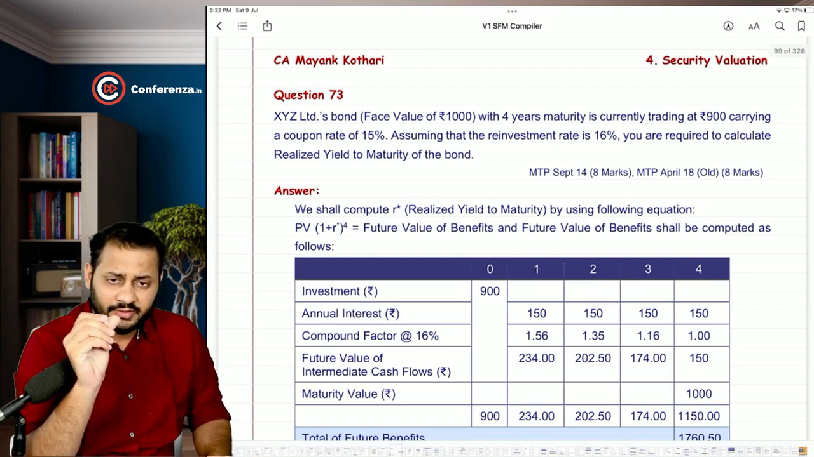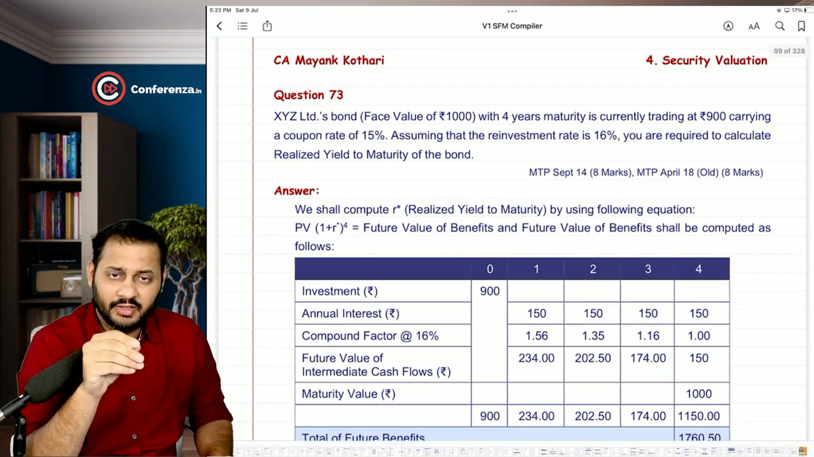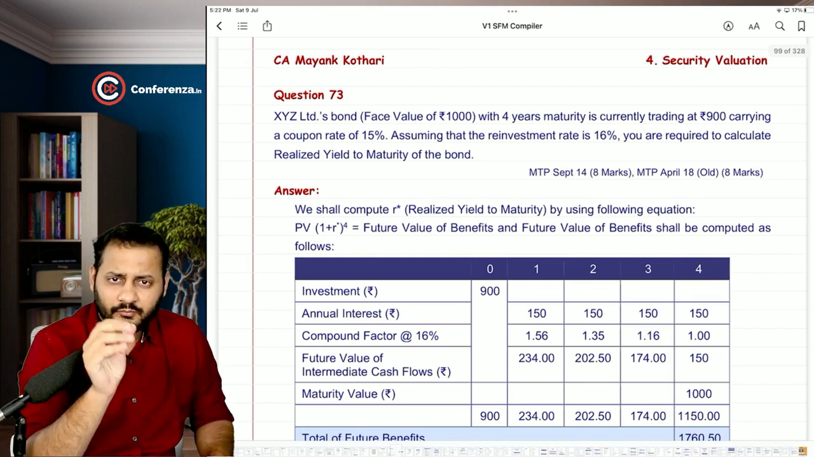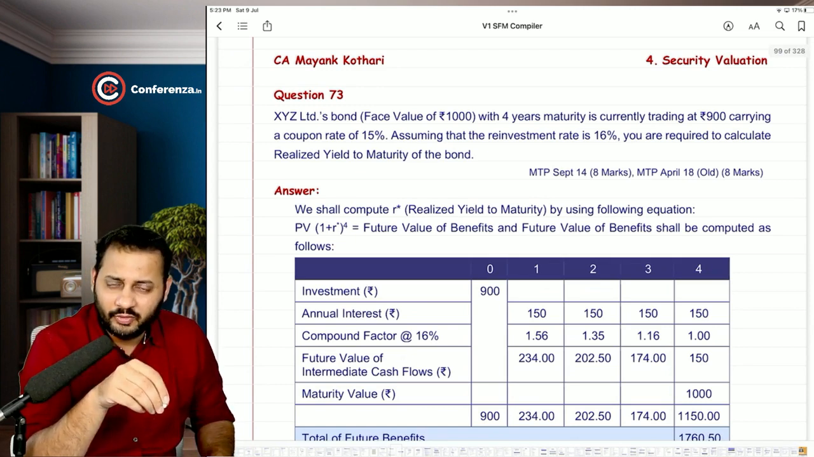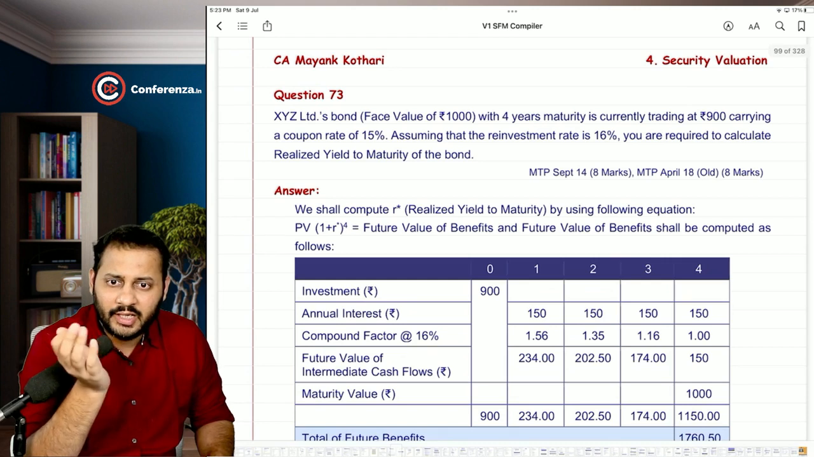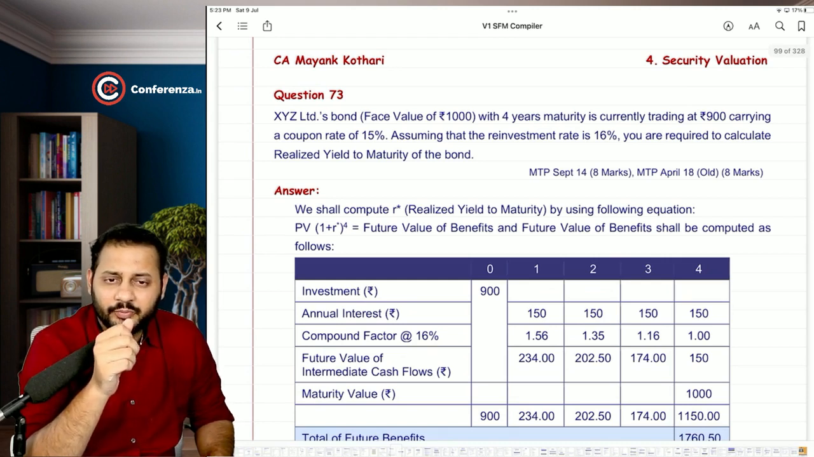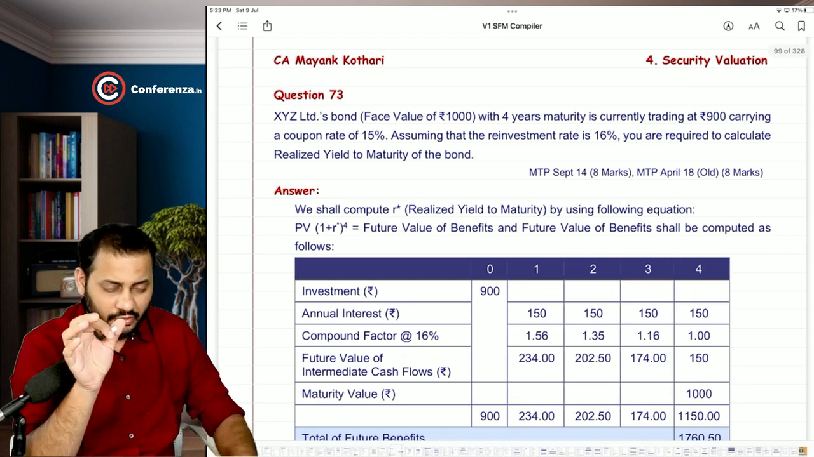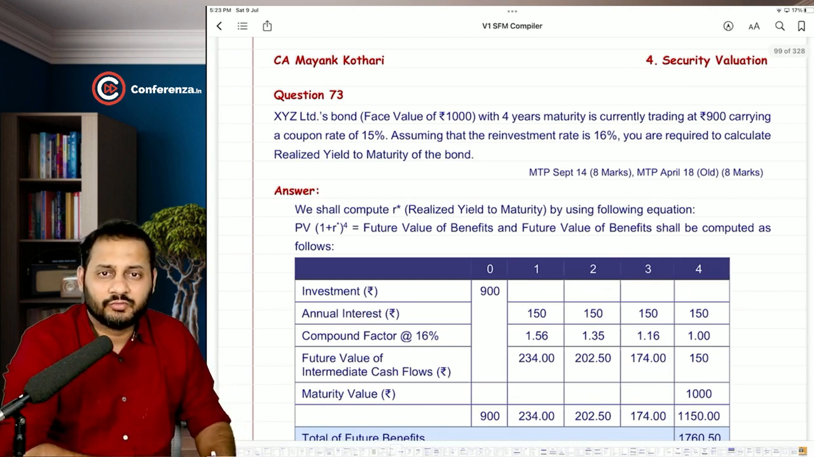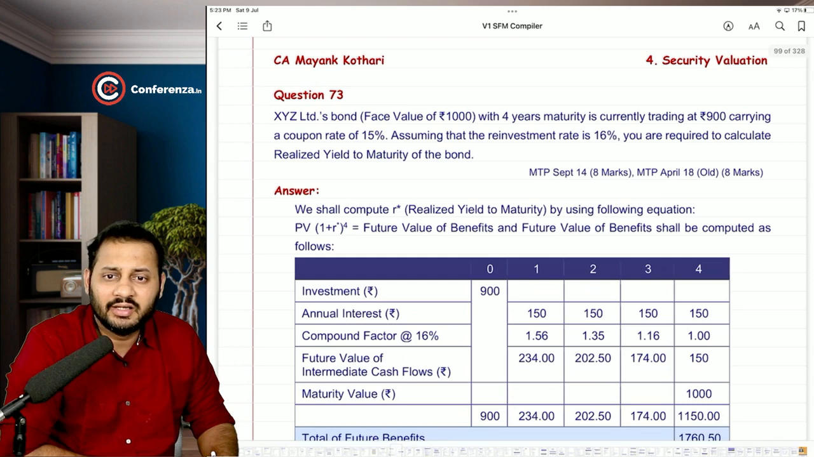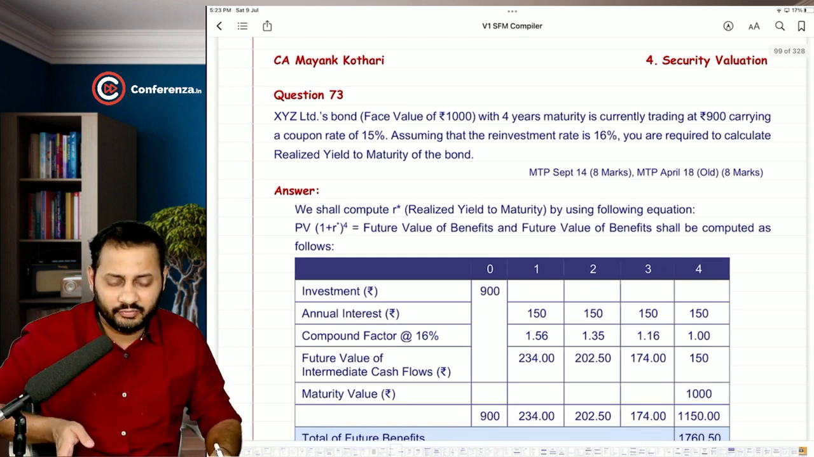Coupon rate is 15%, assuming that the reinvestment rate is 16%. It means that whatever cash flows you will be receiving after buying this bond, that means the coupon amount at 15%, it will be 150 rupees, all those coupon amounts can be reinvested at 16%. What you're required to do is to calculate the realized yield to maturity of the bond.